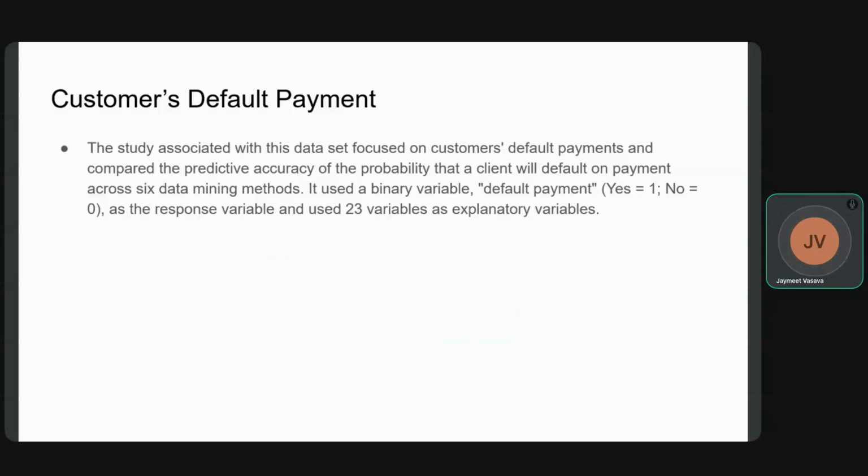So for the binary variable, there is a column in the data set for default payment, where yes equals 1 and no equals 0. And there are 23, sorry, there are 23 total explanatory variables.